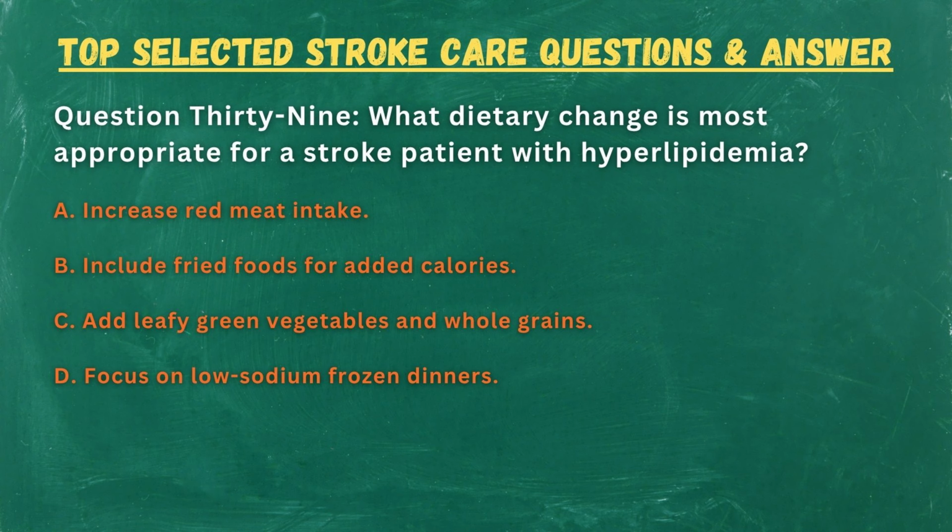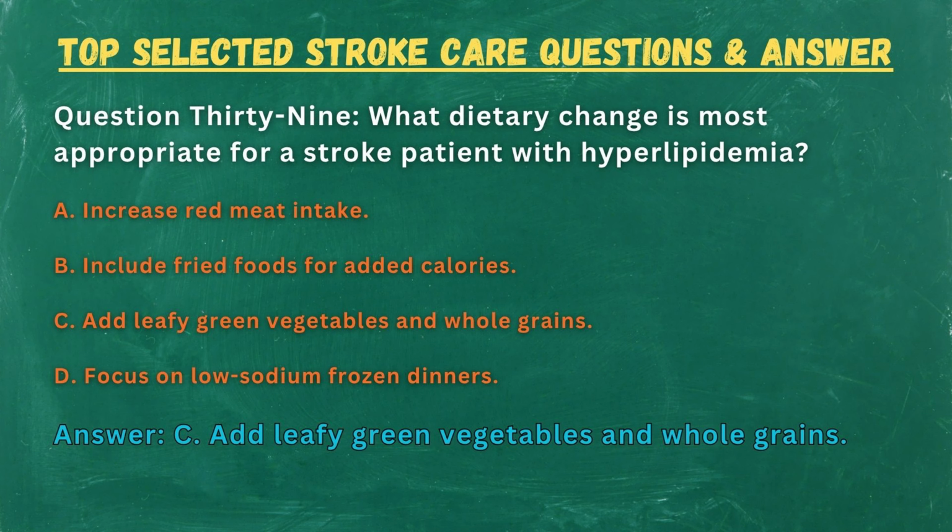Question 39. What dietary change is most appropriate for a stroke patient with hyperlipidemia? A. Increase red meat intake. B. Include fried foods for added calories. C. Add leafy green vegetables and whole grains. D. Focus on low-sodium frozen dinners. Answer. C. Add leafy green vegetables and whole grains.